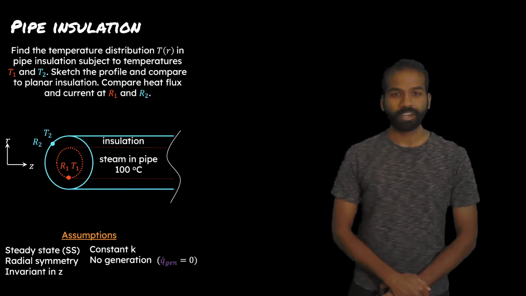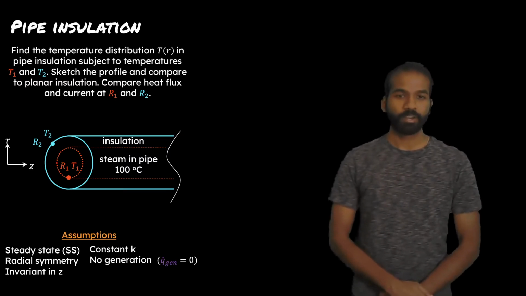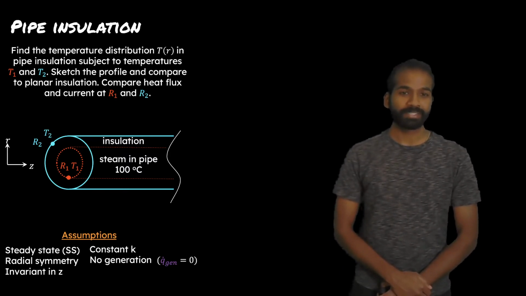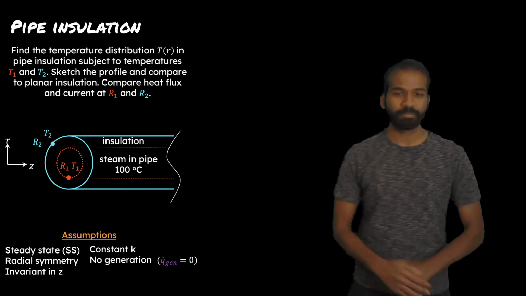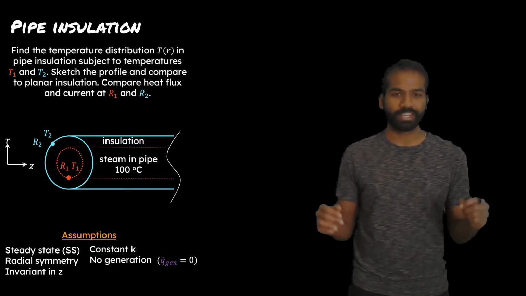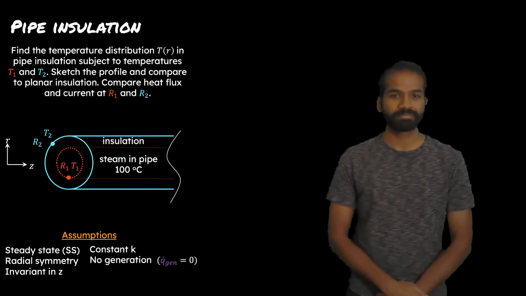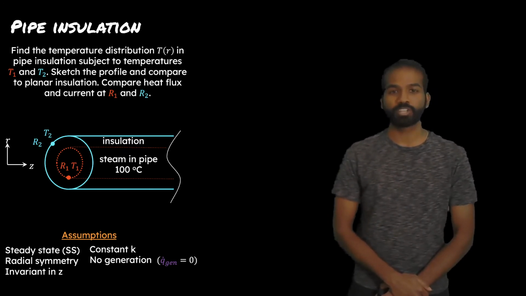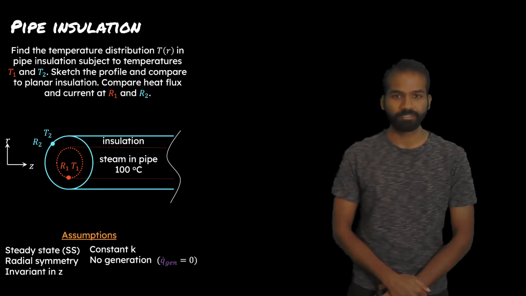The assumptions that we'll apply here are that we are at steady state. There are no time variations in this problem. We have radial symmetry, so there's no angular dependence. The system is invariant in z, meaning that the beginning and the end of the pipe don't create any sort of edge effects in the system. We have a constant thermal conductivity, k, and there is no generation of heat in the system itself. So q dot gen is 0.